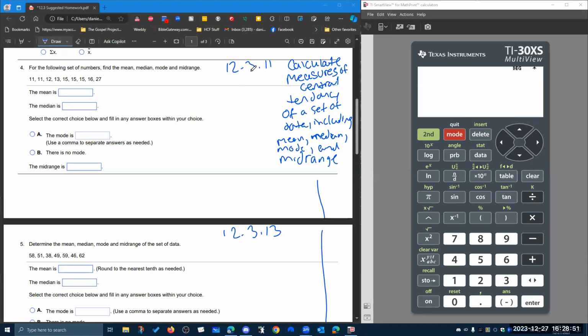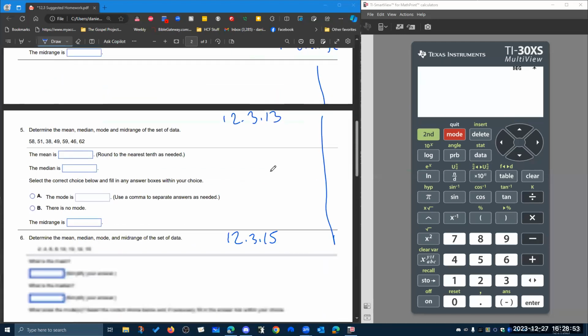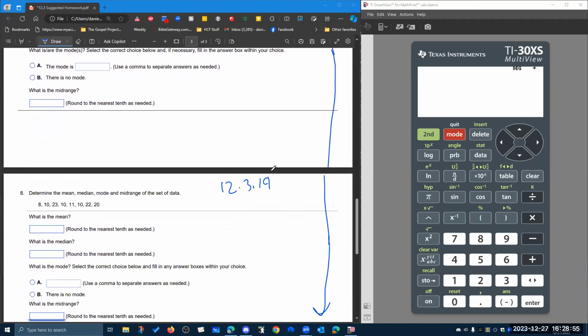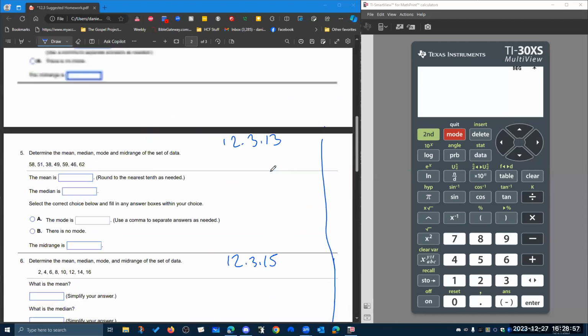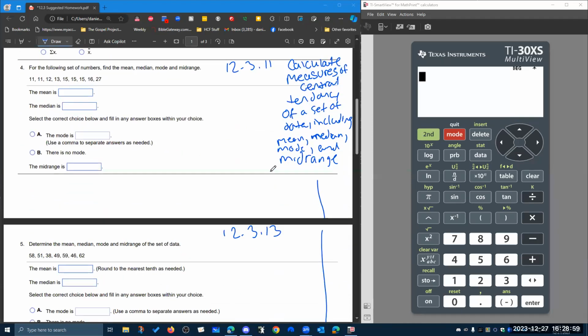These problems are like those from 12.3, numbers 11, 13, 15, 17, and 19. That would be 11 through 19 odd. So let's first just do this by hand. Let's assume that you don't have a statistical calculator and you want to find the mean. How are we going to do that?